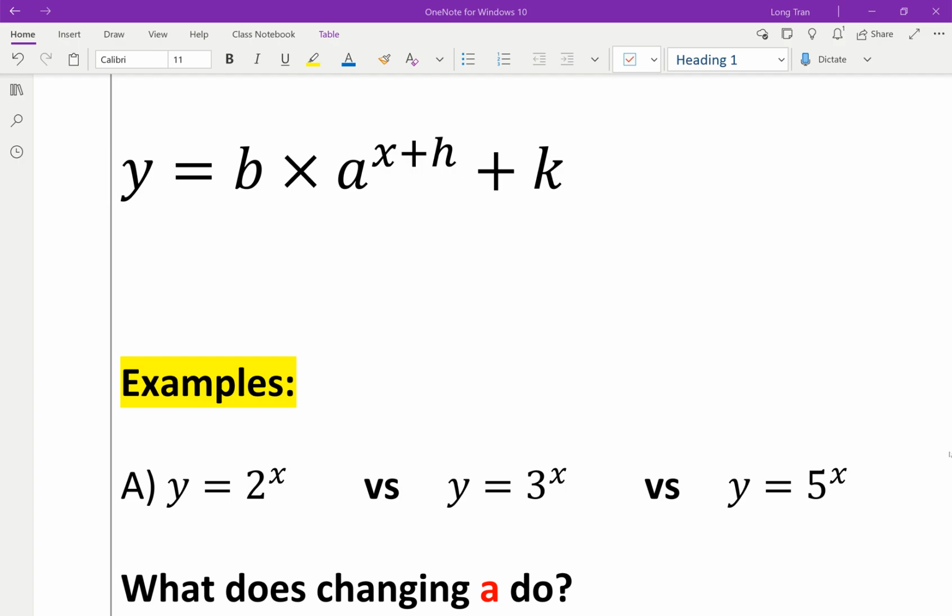So have a go, write it down first. Y equals B times A to the power of X plus H plus K. Let's go, write this down. Write down your general formula. This is a general formula for an exponential function.